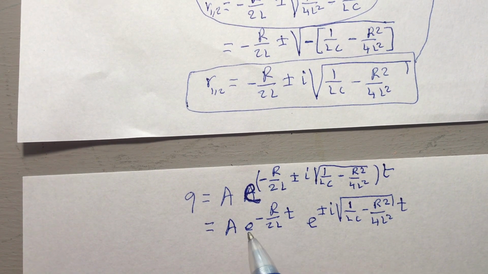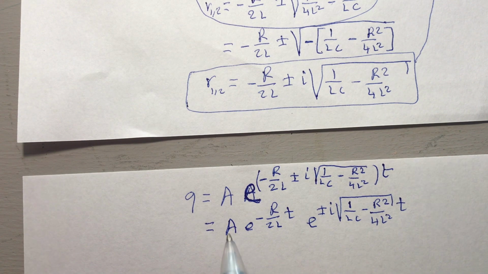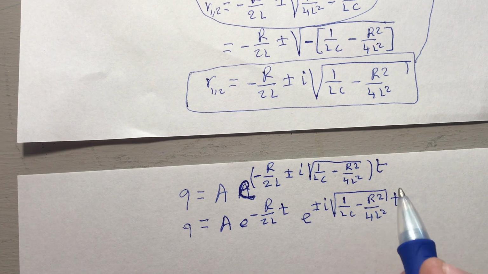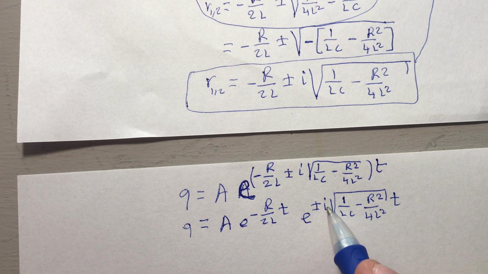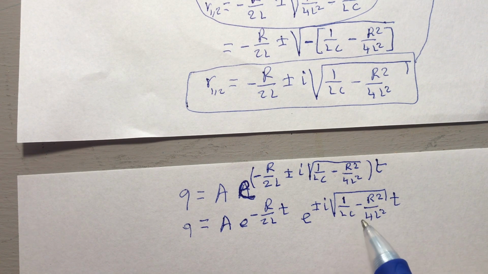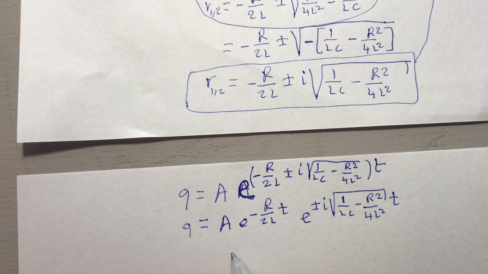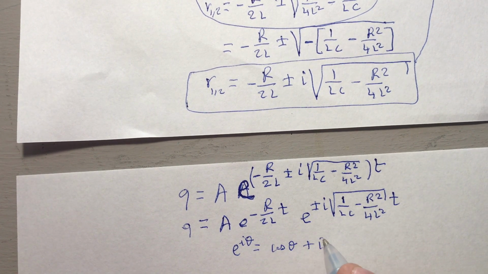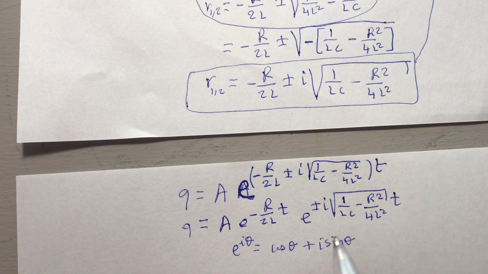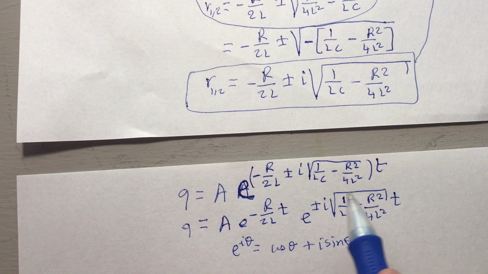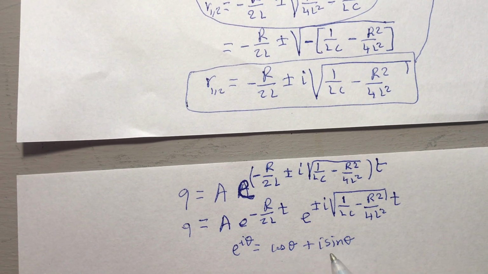Now, what should I do now? Remember, this is q. Look at here, we have this exponential. This exponential plus this radical is equal to cosine. Remember, maybe you did this in high school. e^(iθ) is equal to cosine θ plus i sine θ. You see, this is equal to that. Now, we need to open this, and then we're going to get the cosine and sine.